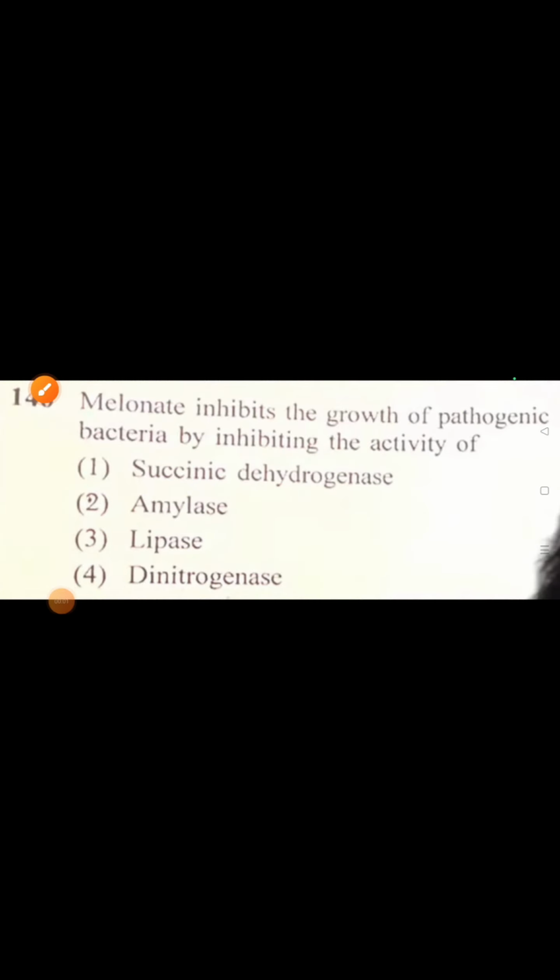Malonate inhibits the growth of pathogenic bacteria by inhibiting the activity of succinic dehydrogenase. So correct option is 1. Succinic dehydrogenase.